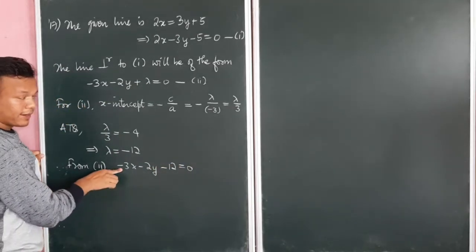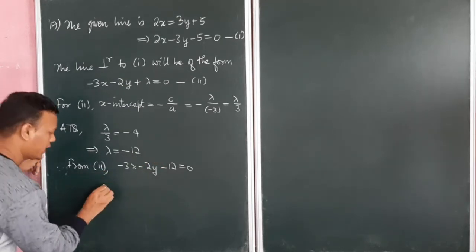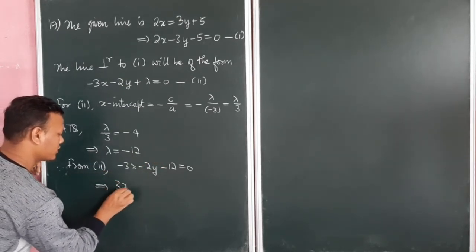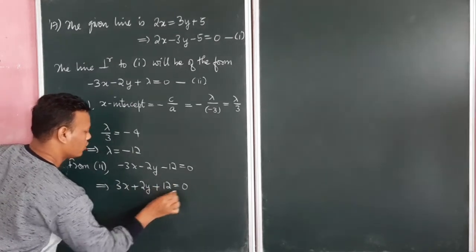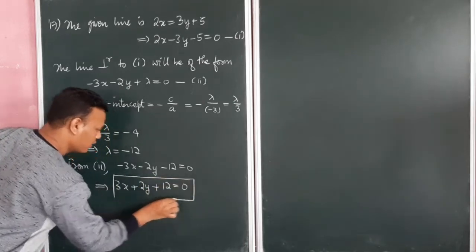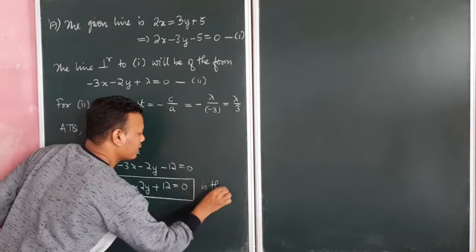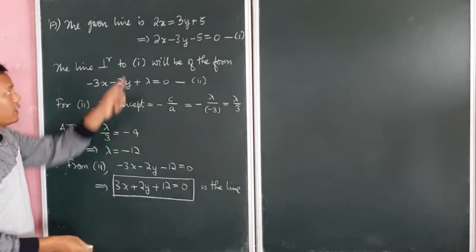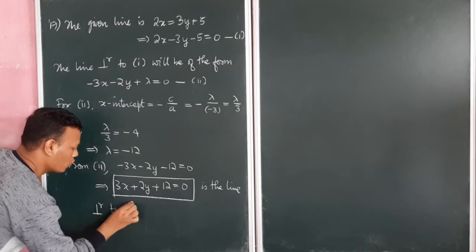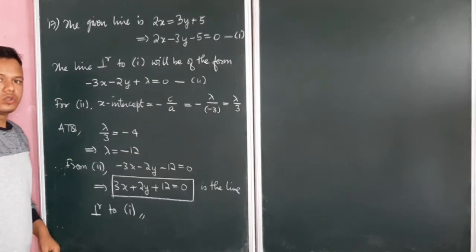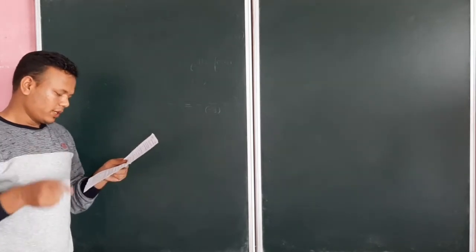So you can get rid of the minus sign by multiplying both sides by minus. You will get 3x plus 2y plus 12 equals 0, which is the line perpendicular to 1. Alright, so you may pause the video to note down. Okay, let's see the last question for the day, question number 18.